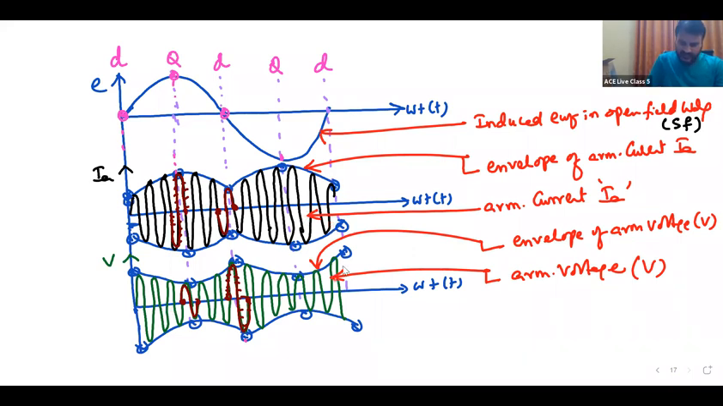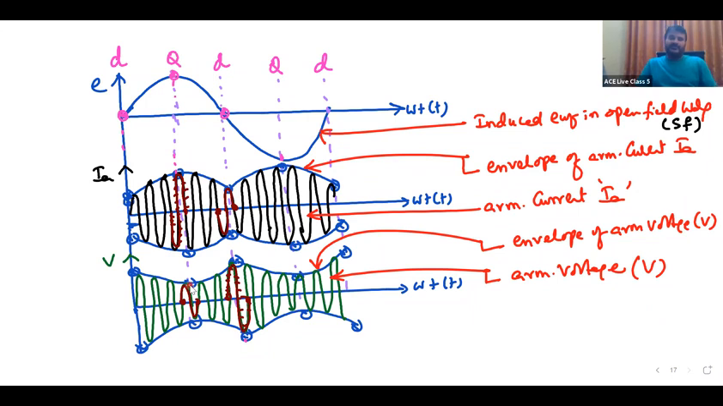Similarly, this is armature voltage, and this is the envelope of armature voltage. Whenever current is minimum along the direct axis, voltage is maximum. Similarly, along the quadrature axis, the current is maximum but voltage is minimum. This is a waveform that you can also see in the CRO, called oscillograms. You can also observe these things from a CRO.